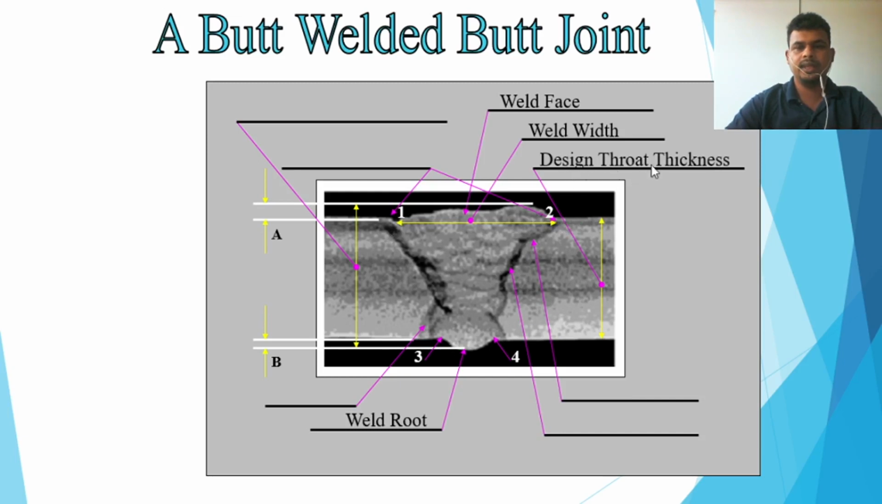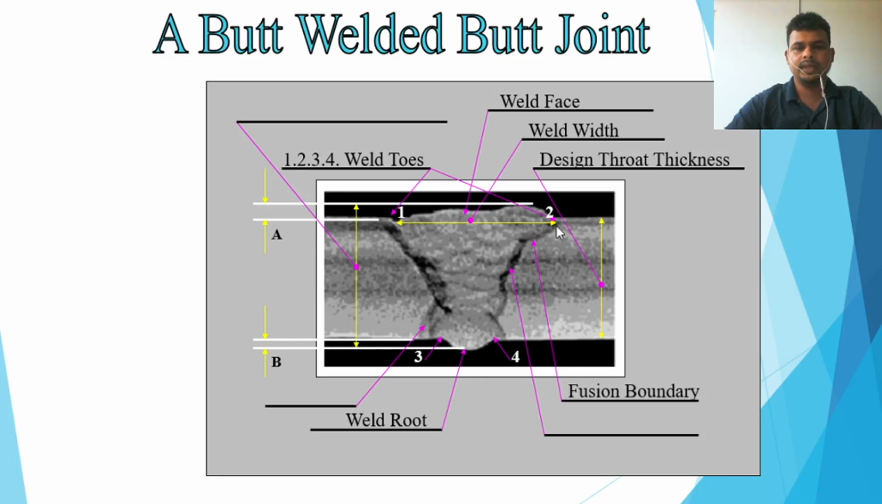This is the design throat thickness. Design throat thickness means the minimum welding will be the parent material thickness. So if the parent material is 12 mm, this will be 12 mm of welding. After 12 mm, this is considered the excess weld metal or reinforcement. So this is called the weld toe. This is the face side weld toe, and this is the root side weld toe.